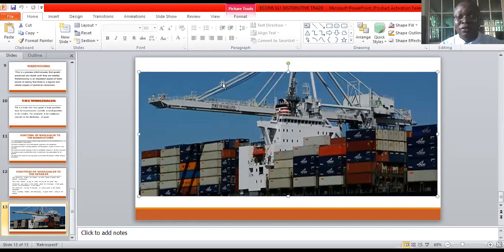Then, in conclusion, once again, the wholesaler that I have been talking about is a trader who buys goods in large quantity and sells in small quantity to the retailer.